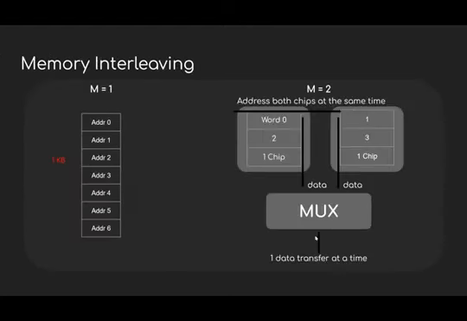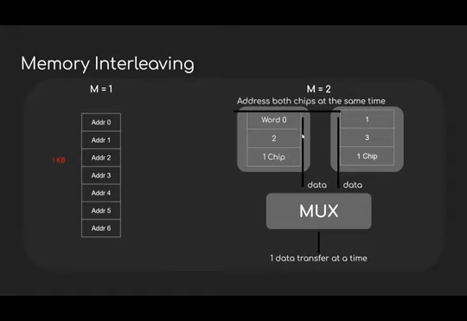The second form of optimization is memory interleaving. Again, on the left, this is our no optimized 1 kilobyte of memory, just as a representation. With M equal to 2, we're still going to do the same thing as we did in the bandwidth optimization, where we split that memory into two pieces. And again, M equals 2. Whatever M is equal to is the number of pieces that you split that memory into. And again, we are addressing both chips of memory at the same time.